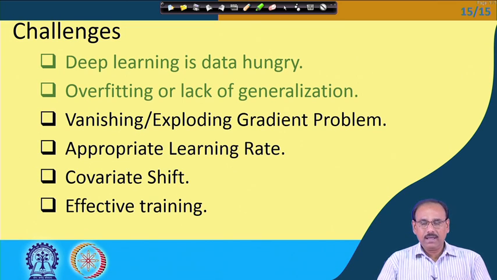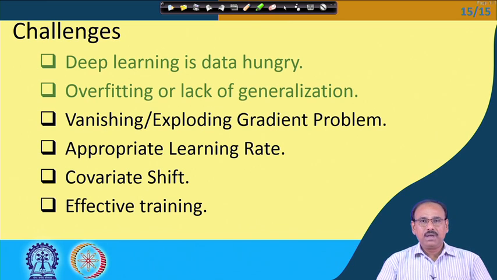And similarly, the other challenge that is quite common while training a deep neural network is effective training. That means how we can make the training operation of the neural network more efficient, when we should decide that the training should be stopped, or how we can make the training faster. So, these are the various challenges in the development of deep neural networks or deep learning algorithms.